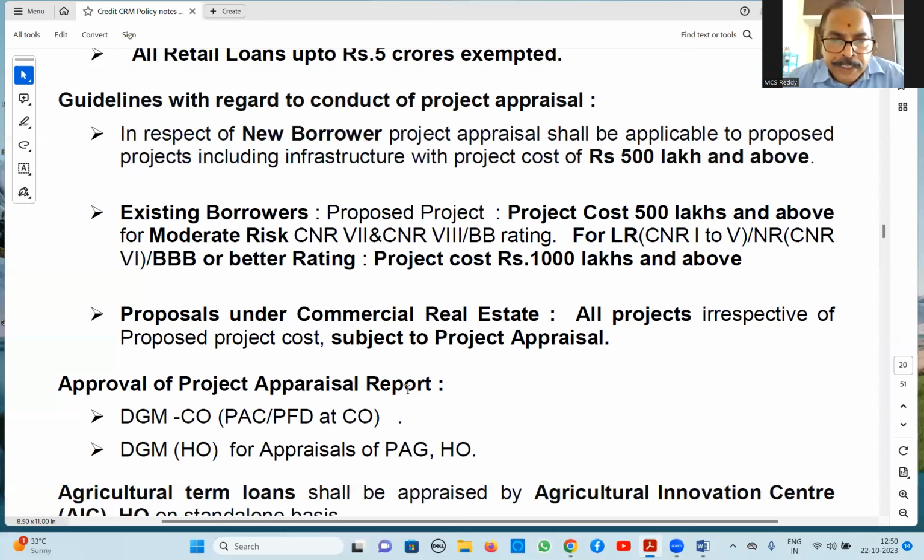Low risk and normal risk 10 crores and above, moderate risk 5 crores and above. The project is to be appraised by our project appraisal cell or project appraisal group. Then only we will take up this proposal. If they say it is viable, yes, we will take it up. This is what project appraisal is.